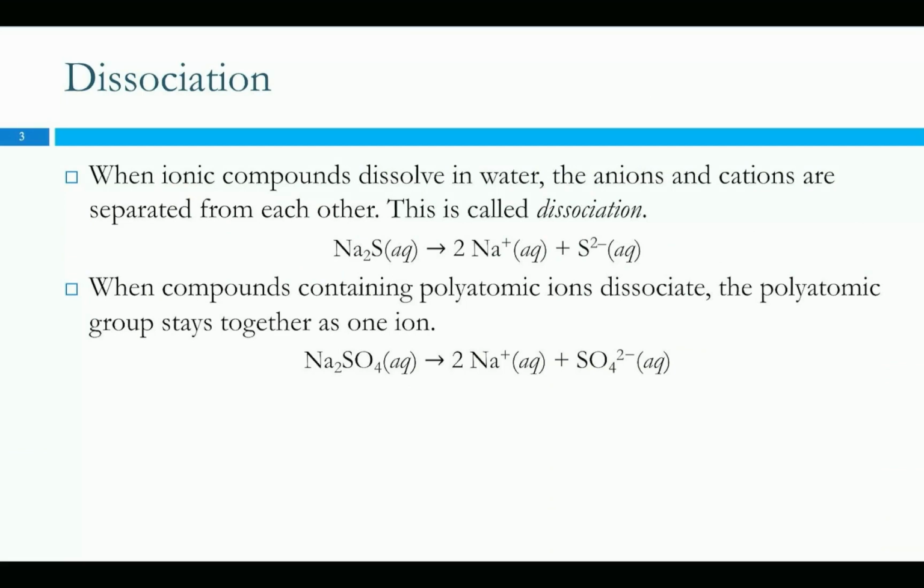We would write that out this way. So here we've got sodium sulfide, and we get out 2 sodium ions and then 1 sulfide ion. With polyatomic ions, and this is another reason to remember and memorize polyatomic ions, the sulfate stays as sulfate. It's an oxyanion. And so when it dissociates, we get 2 sodiums, but sulfate as the other ion, the anion.